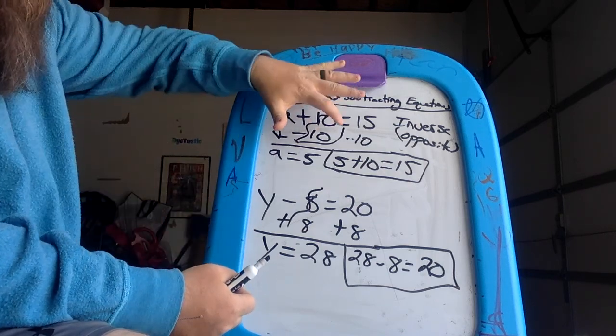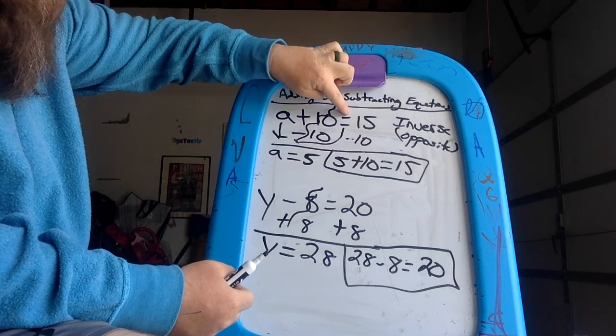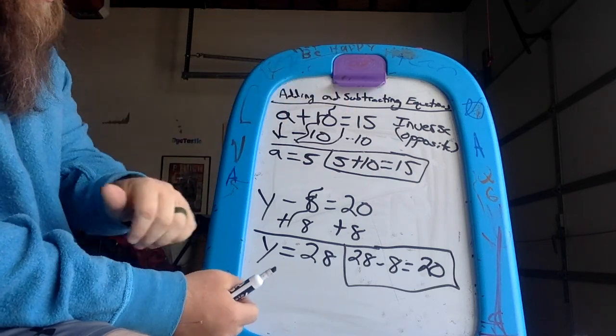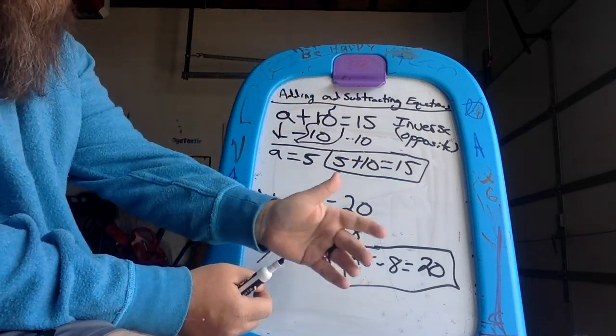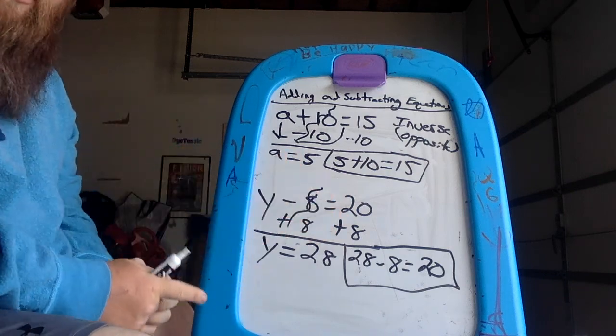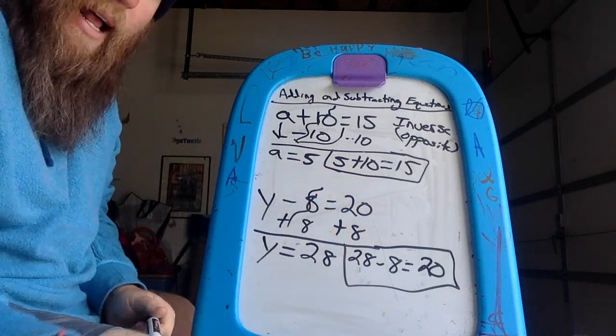Just to double check. So we know that 5 plus 10 equals the original answer of 15. Awesome job. We know that 28 minus 8 gives us 20. The original number is 20. Awesome job. So keep thinking about that as we're working.